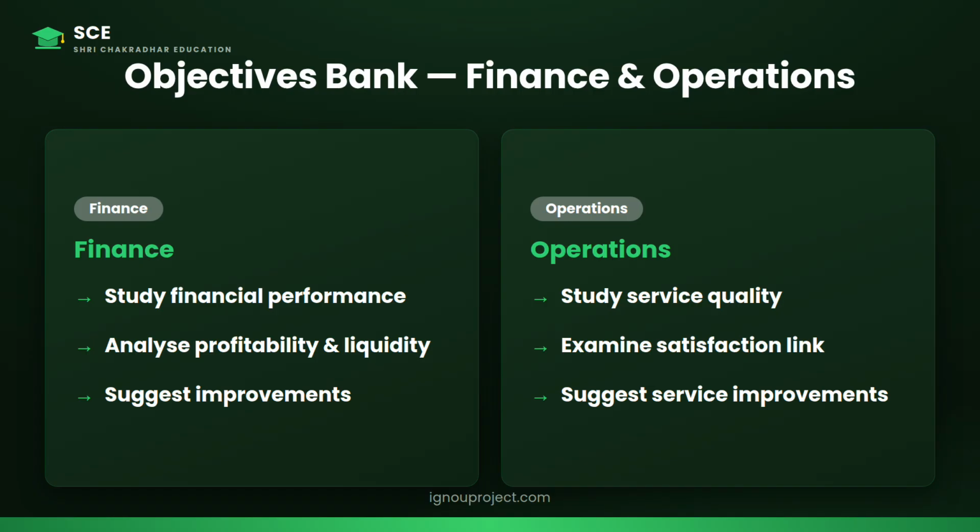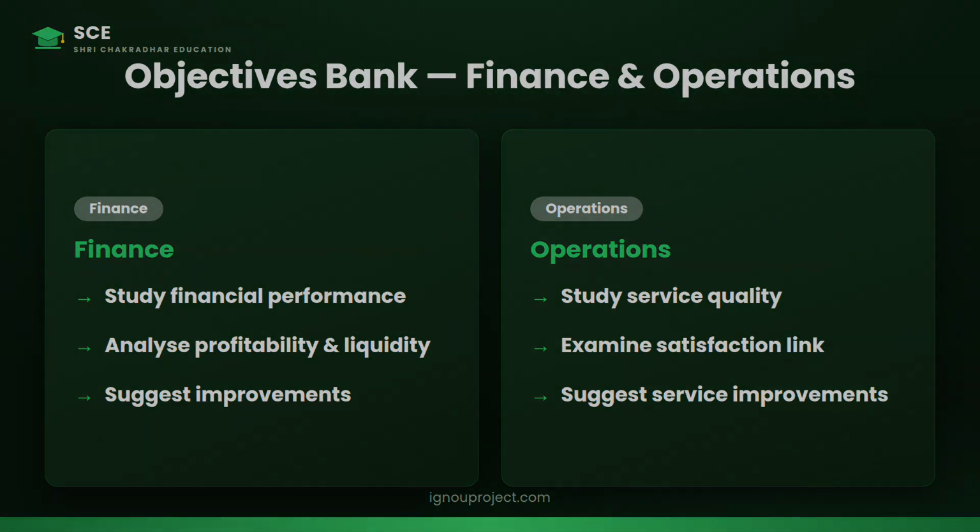For operations, to study the service quality of the selected organization, to examine its impact on customer satisfaction, and to suggest measures to improve service delivery. Use these as templates. Keep the structure, change the variable and the setting to fit your own topic, and your objectives will be clear, measurable, and approval ready. Now, on to the section evaluators study most carefully: the research methodology.